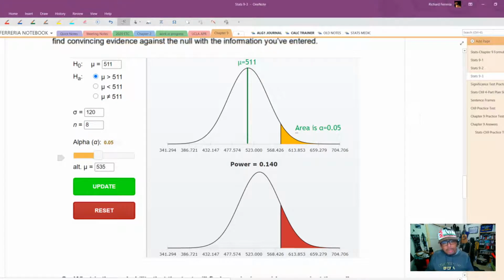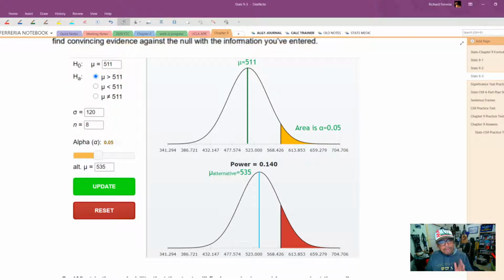Now, what we're going to do is say that, okay, let's pretend that this isn't the curve. Let's pretend that the actual curve is this one down here. This is our mu alternative. So let's pretend, unknown to us, the actual mu, the mu alternative, is 535. If that's 535, then remember that we're going to reject any x bar greater than 580.